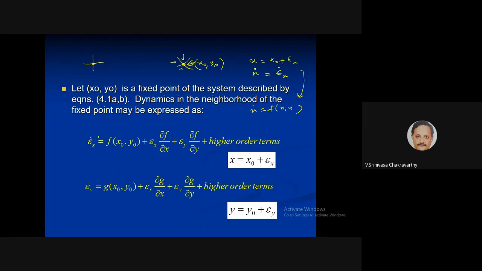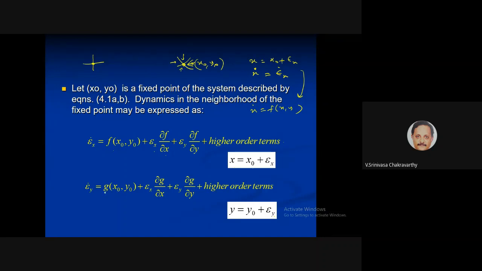If you plug this in here, what do you get? Epsilon x dot is equal to f of, you expand this in a Taylor series form. This is a Taylor series of a two-dimensional function. You must have done Taylor series of a 1D function in your JEE days, but hopefully you must have done 2D also sometime in your other courses. So it is f of x naught, y naught plus the linear terms in epsilon x, and because you have two variables here, x equals x naught plus epsilon x, y equals y naught plus epsilon y. So you have the linear terms here, epsilon x into dou f by dou x plus epsilon y into dou f by dou y plus higher order terms.